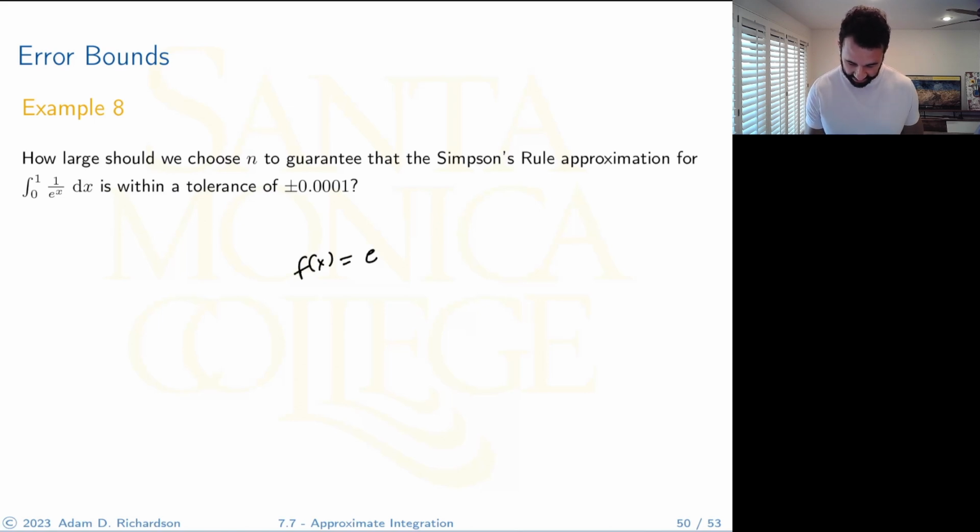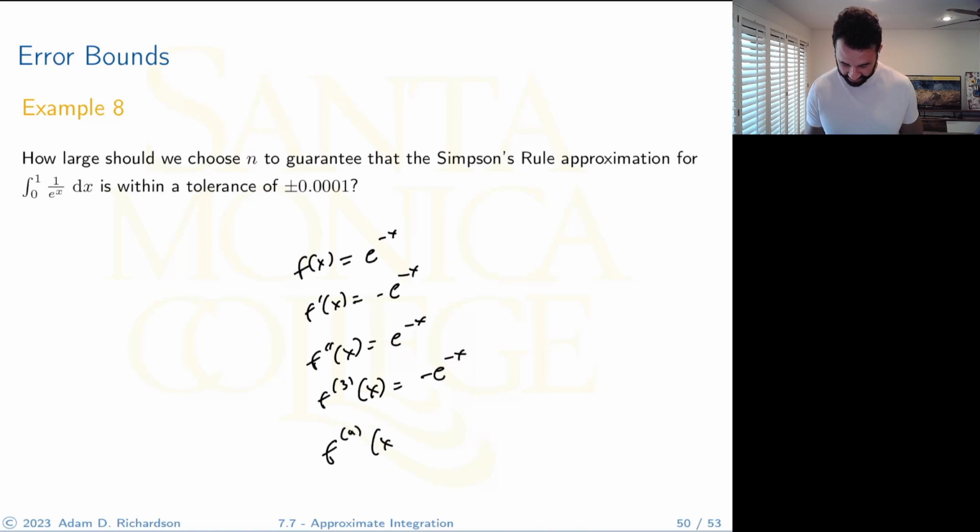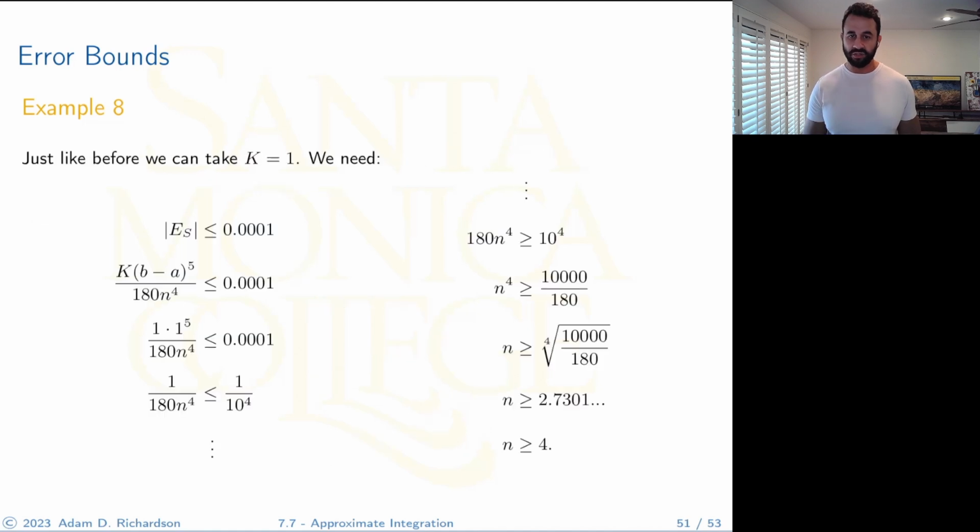So f of x is e to the negative x. F prime of x is negative e to the negative x. F double prime of x is e to the negative x. Third derivative of x is negative e to the negative x, and then the fourth derivative of x is e to the negative x again. So again, we're using the same thing that we had before. So e to the negative x is a strictly decreasing function on the interval 0 to 1. So we just plug in 0 for x and we get e to the 0, which is 1. So we can choose k to be 1 again, and that's an optimal choice.